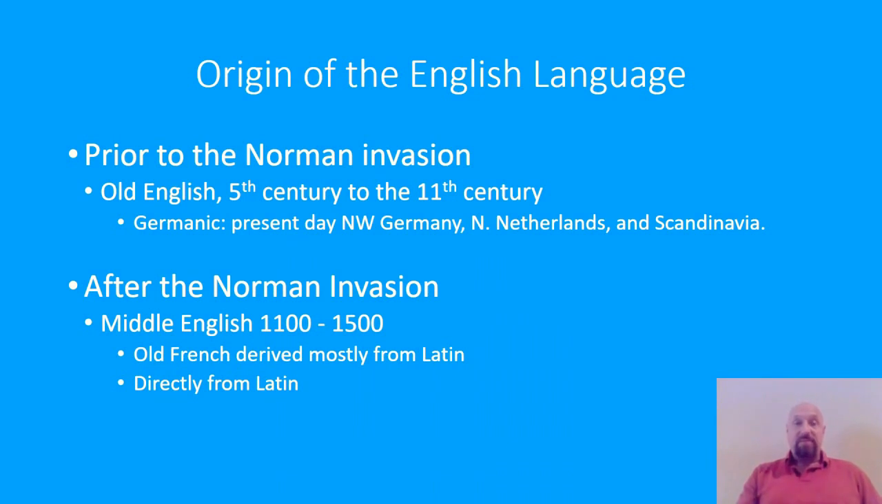As you can see here, prior to the Norman invasion, from the 5th to 11th century, those folks spoke a language that was Germanic in origin from the maps that we previously saw. And then after the Norman invasion, those Norman invaders became the rulers of England, and they brought with them an Old French language that was based off of Latin, mostly.